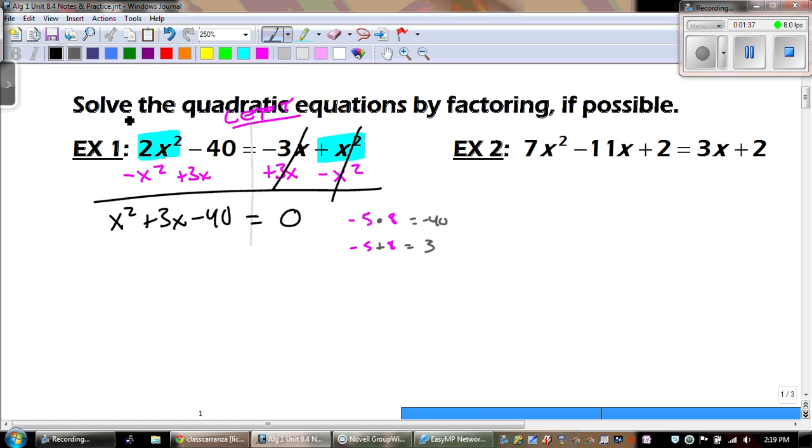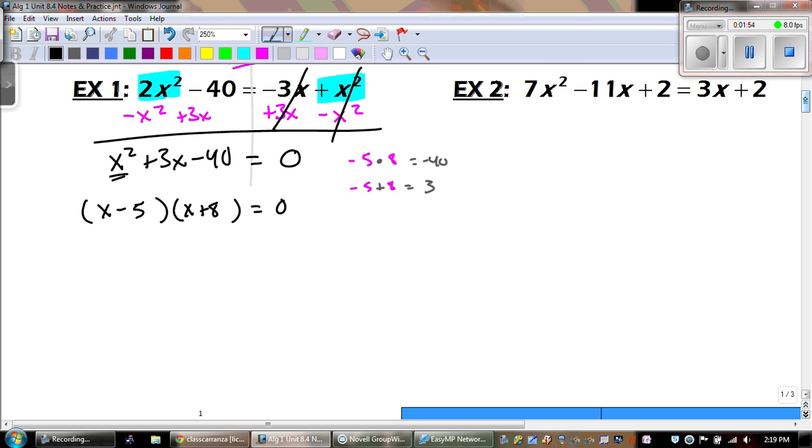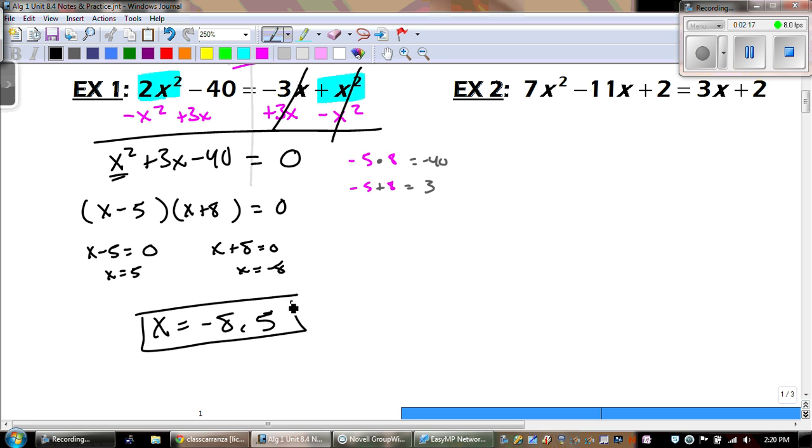Okay? Now, I don't have to split the middle term here because our leading coefficient is x squared. So we get x minus 5 and x plus 8 equals 0. And remember, we're solving. So when we solve that, we set each one of these, x minus 5 equal to 0 and x plus 8 equal to 0. And we get our answers of x equals 5 and x equals negative 8, and we write that in order. We get negative 8 comma 5. Okay?